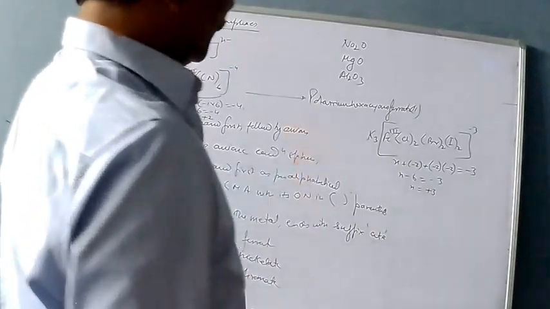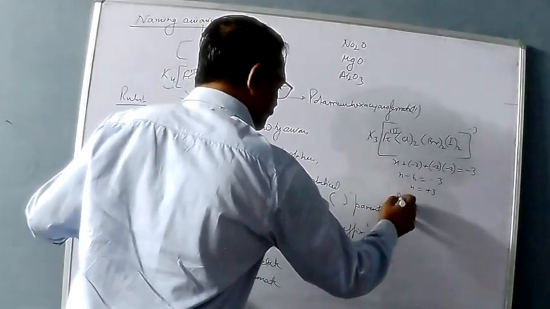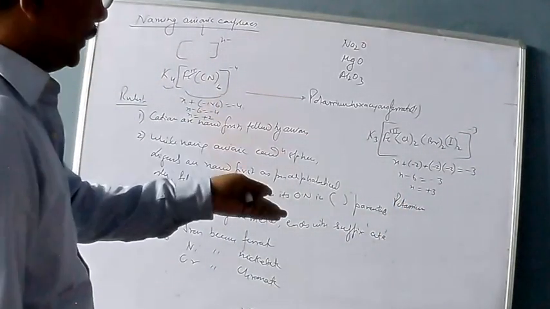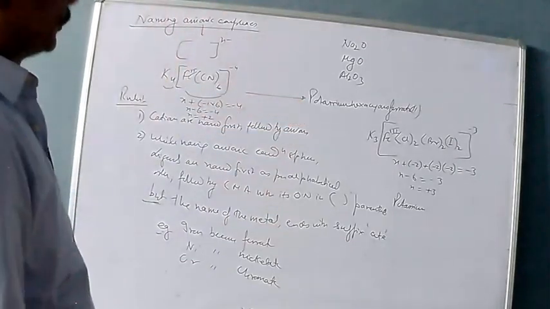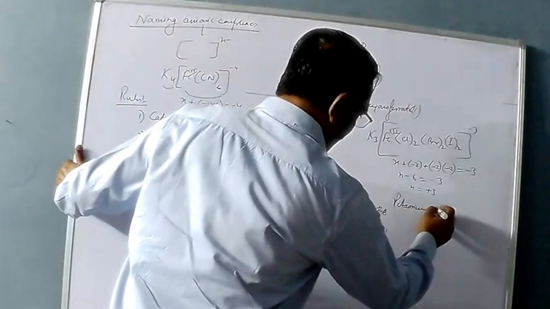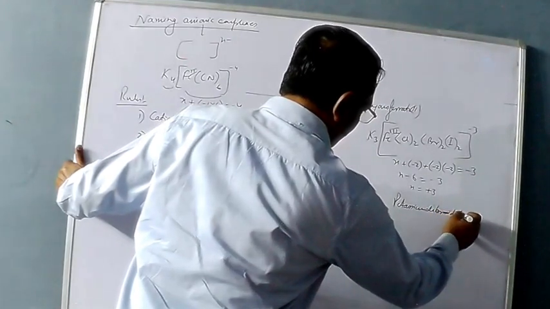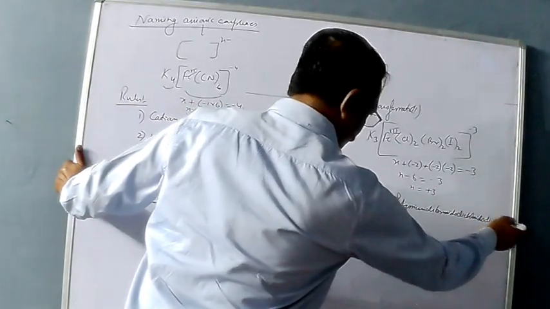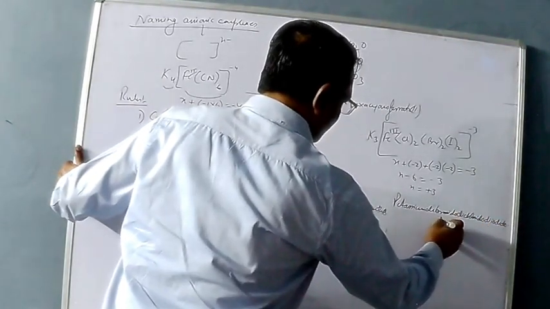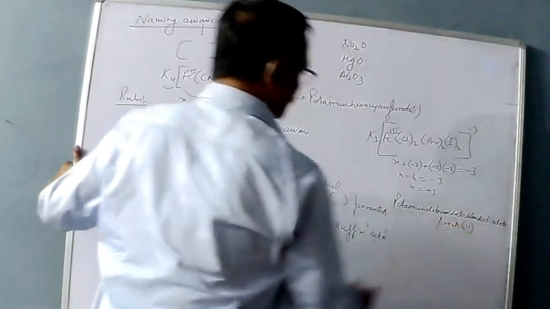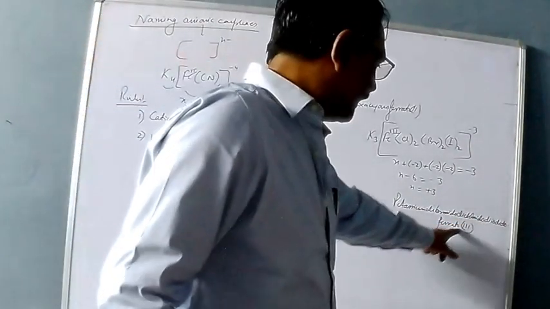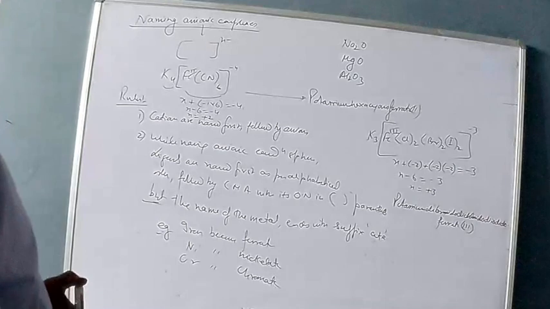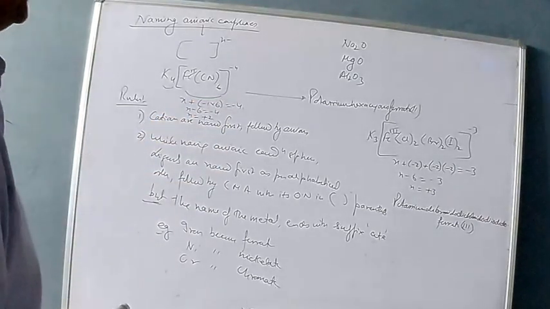So class, the name becomes, first we'll write potassium. Then we have 3 ligands: chlorido, bromido, iodido. So bromido will appear first. Potassium dibromido, dichlorido, diiodido, continuation, ferrate(III). So this word ate will tell us that the complex is anionic. So during anionic complexes, the central metal atom always ends with the word ate.